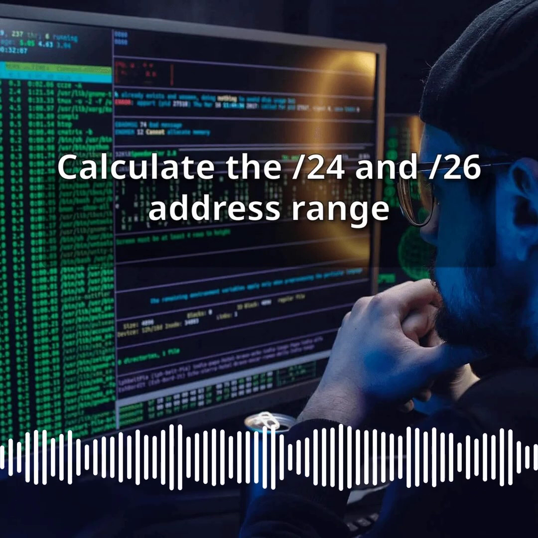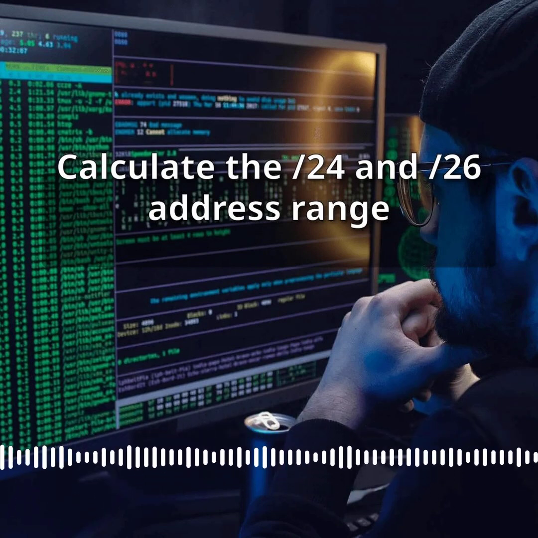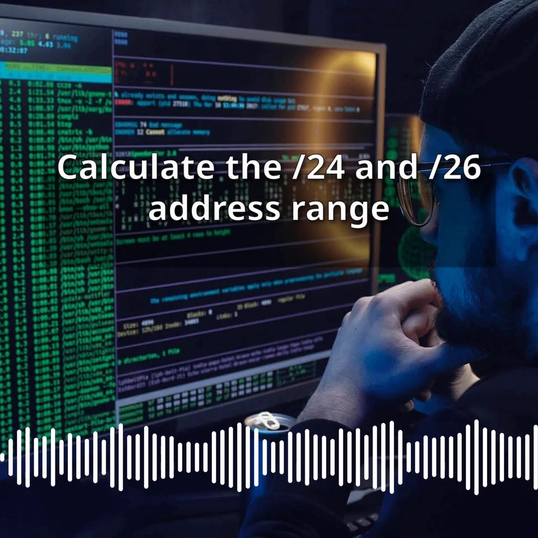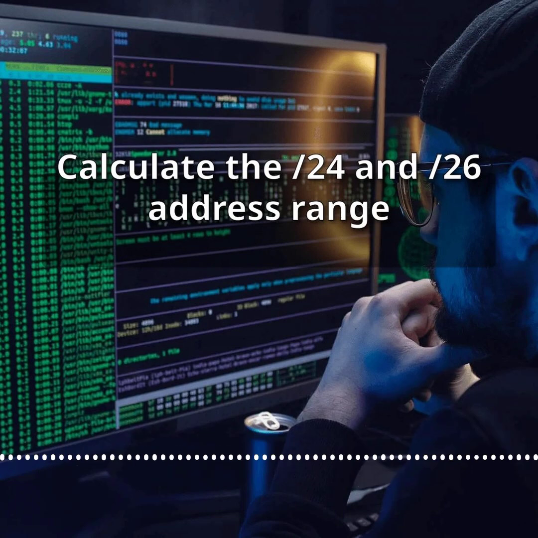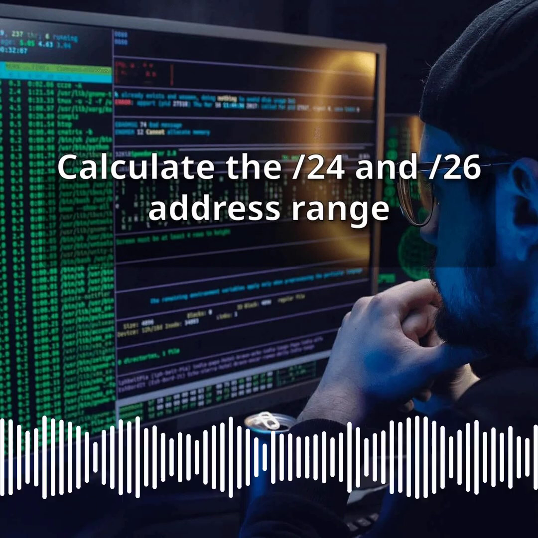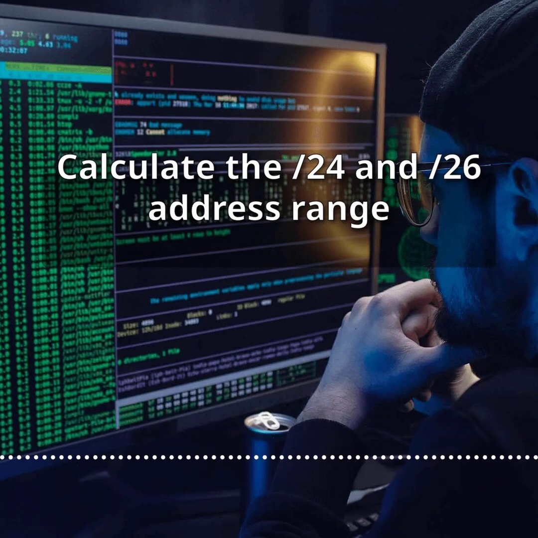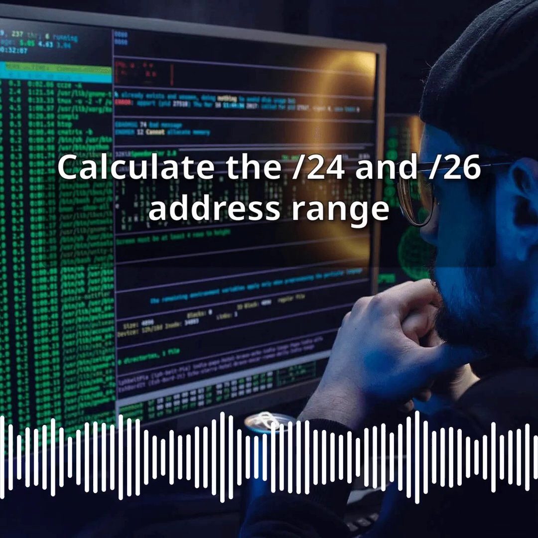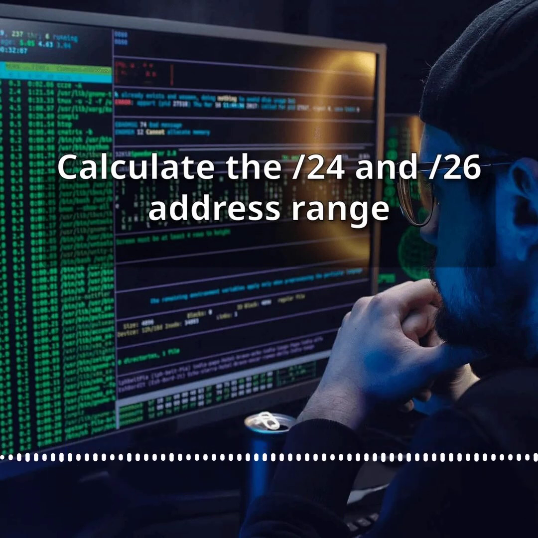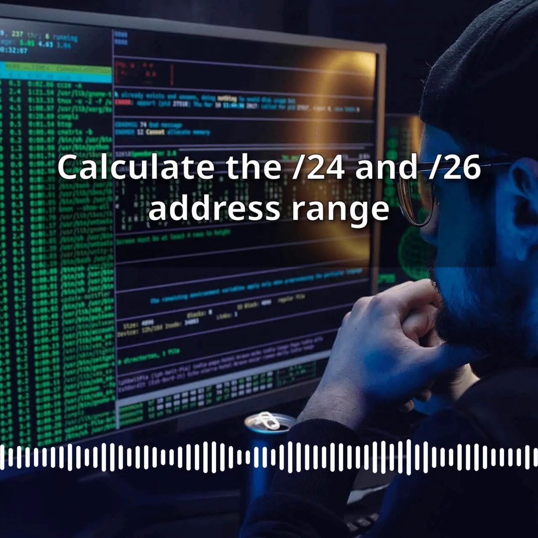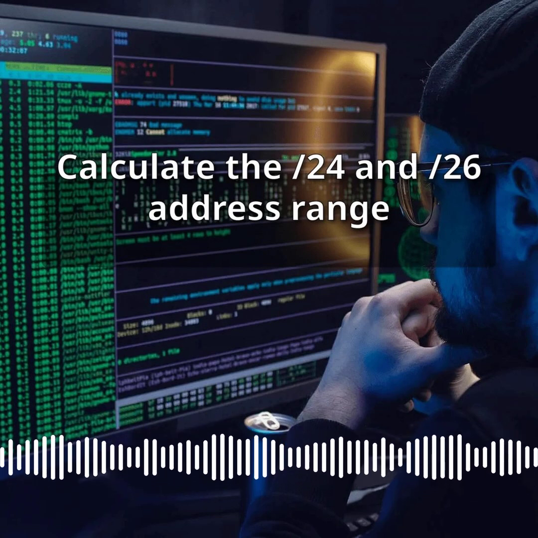For a /24 network, 32 minus 24 equals 8 bits for hosts. That gives 2 to the power of 8 equals 256 addresses total, with 254 usable hosts. The first address is the network address, the last is the broadcast address. For a /26, 32 minus 26 equals 6 bits for hosts, so 2 to the power of 6 equals 64 addresses, with 62 usable hosts.